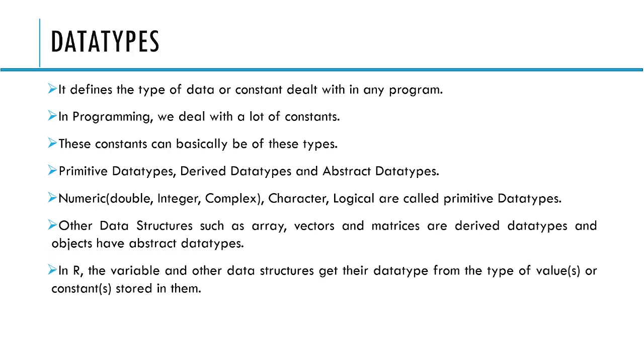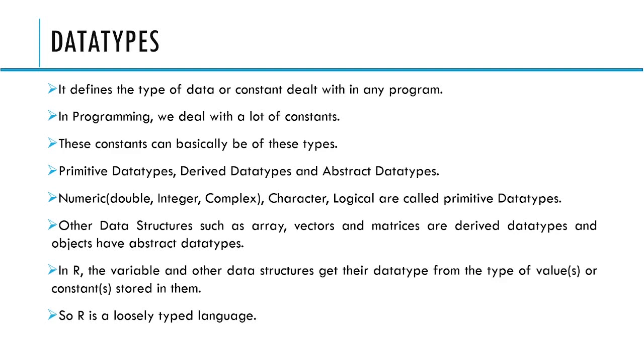In R, the variables and other data structures get their data type at the time of assignment, at the time of creation. That means whenever I assign a value to a variable, whenever I assign a vector or set of characters to a particular data structure, only then does the data structure or the variable get its data type. So it is not predefined. The data type of a variable doesn't need to be declared first. So that's why R is called a loosely typed language.